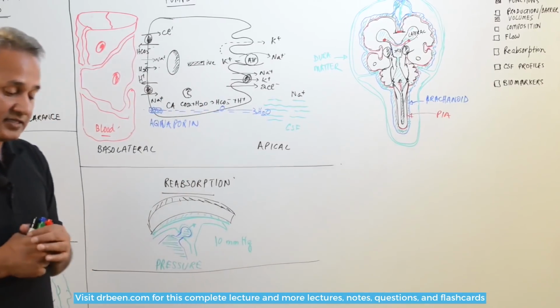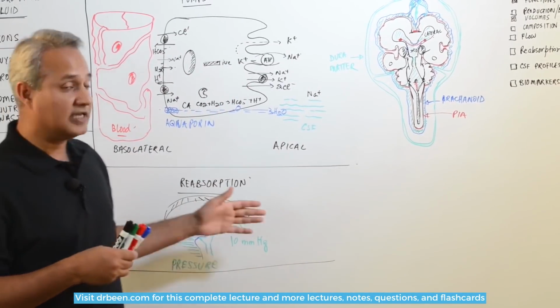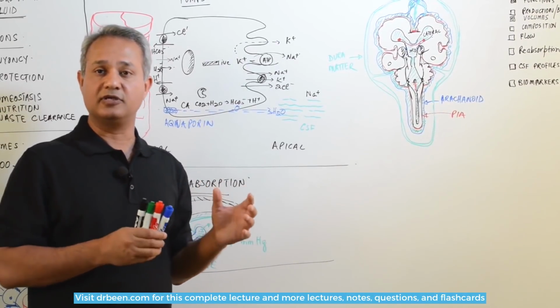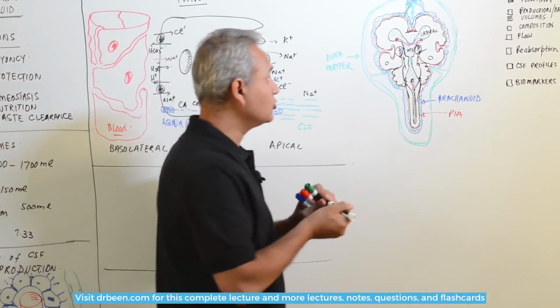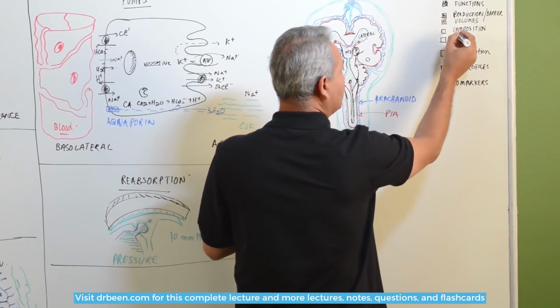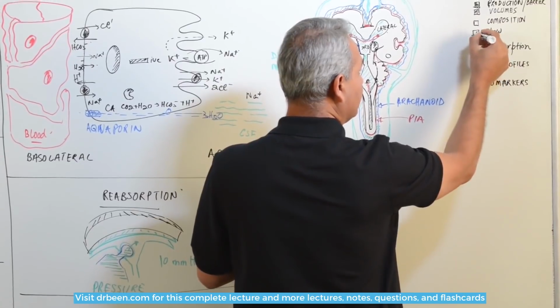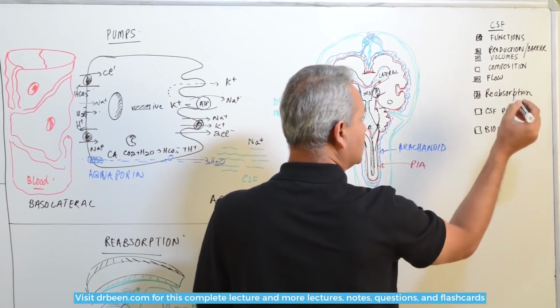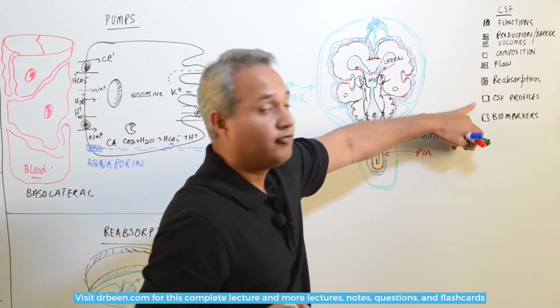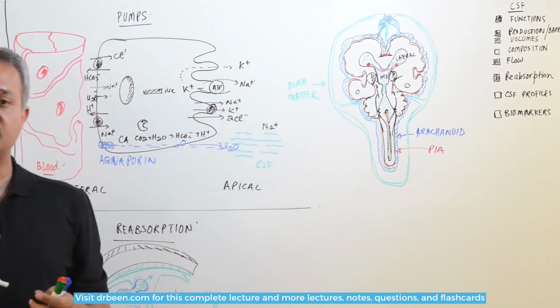Now the second thing is the composition of the CSF and how that composition changes in various pathologies, and the biomarkers. So we are going to go through those now. Here we have done the production and the barrier. We'll do the composition now. We've done the flow. We've done the reabsorption. So let's do composition of CSF, profiles of CSF, and the CSF markers.